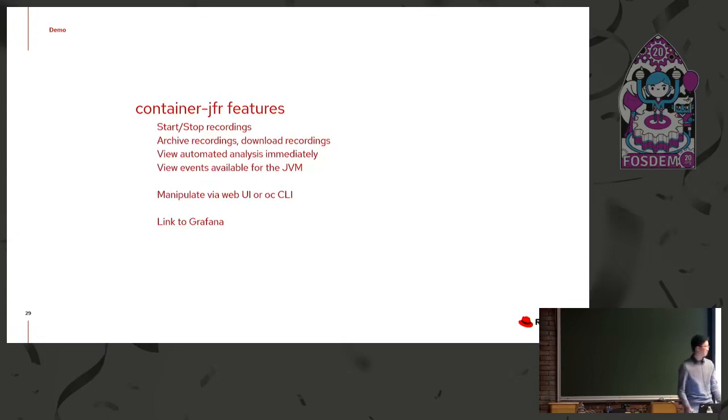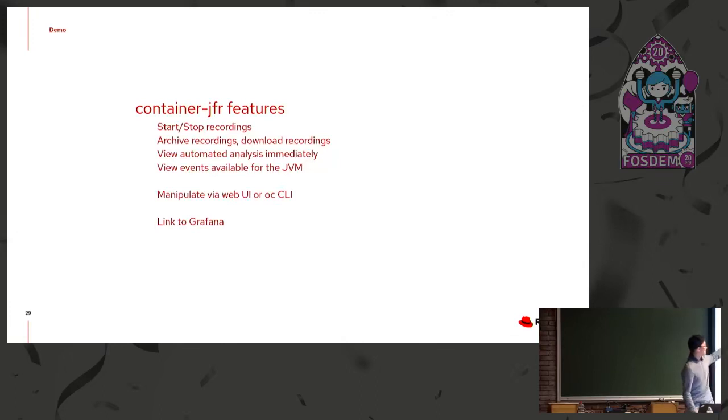You can view events available for the specific JVM. And this is all able to be manipulated via a web UI or a command line tool. And then we also are looking into various integrations with things like Grafana or Prometheus, etc. But those are more like experimental, so they might disappear.